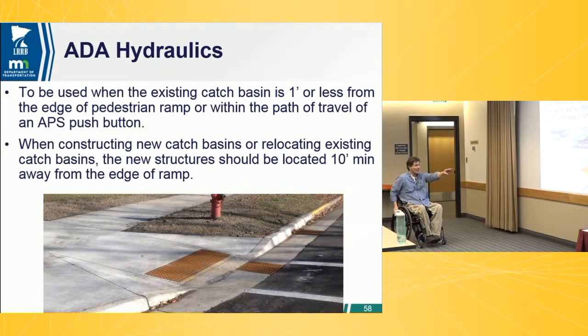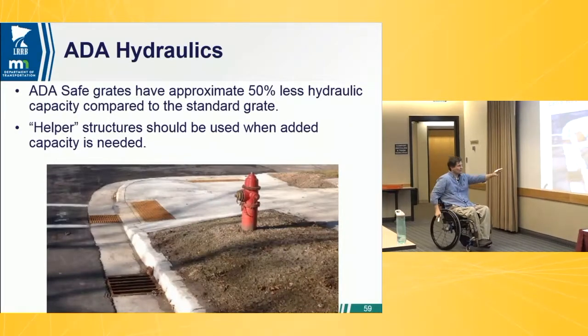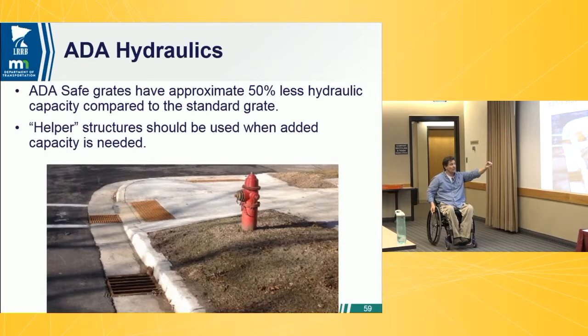There's our grate with a 1/2 inch opening. Again, leave it in the way and move the helper upstream. Another picture of it from the side view. What we also like to talk about here, that's kind of our threshold. If the catch basin's in the middle of the ramp or even a foot to either side, if you're building new structures, get these things 10 feet out of the way.